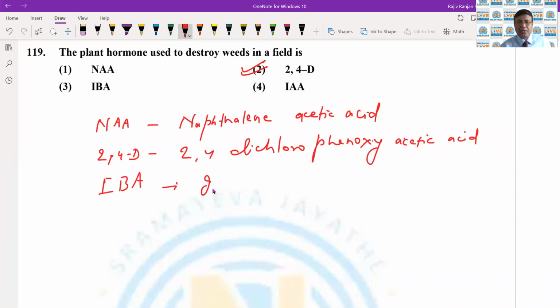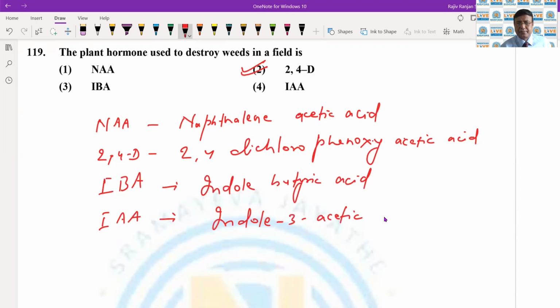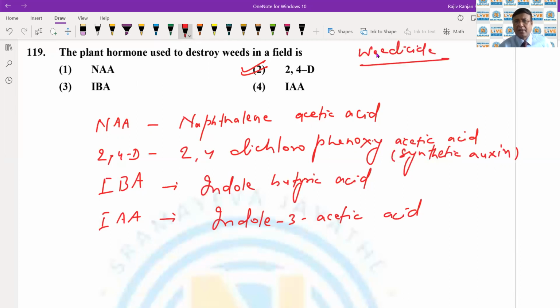IBA stands for indole butyric acid, and IAA stands for indole acetic acid, indole-3-acetic acid. So 2,4-D is actually a synthetic auxin, and it is used as a weedicide. Those chemicals that are meant to kill the weeds in a field of crops are called weedicides. So the synthetic auxin 2,4-D is used in the fields in order to destroy the weeds. The correct option is 2,4-D, a synthetic auxin.